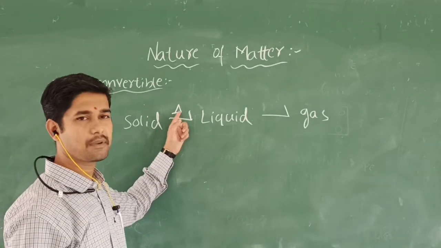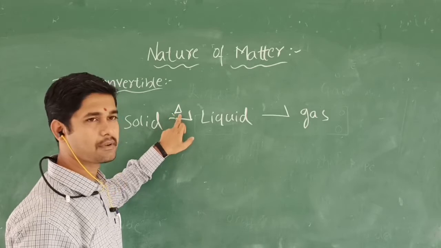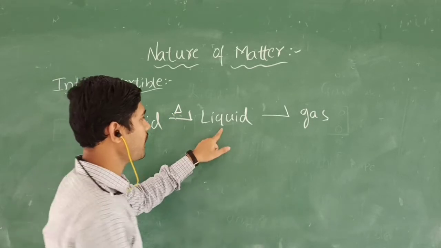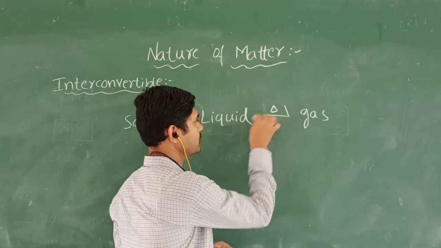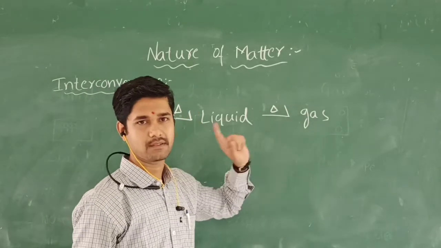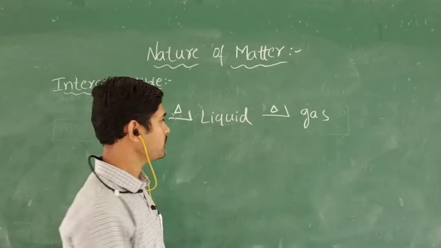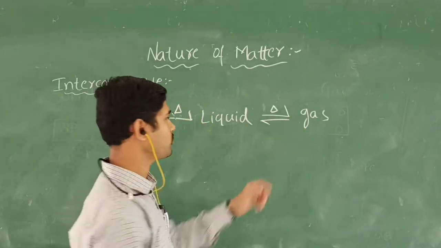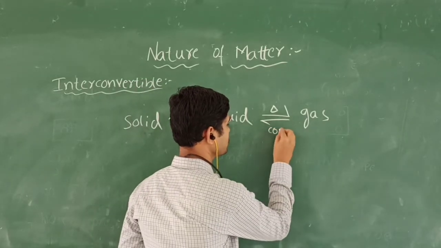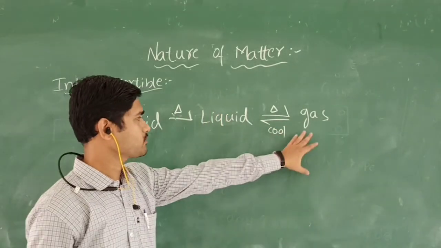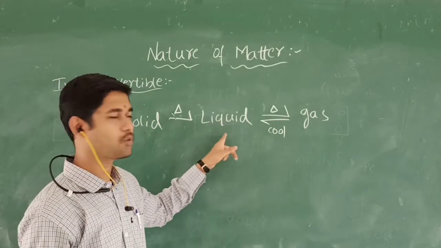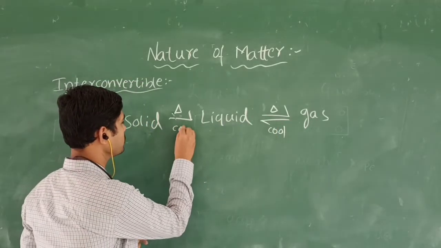This symbol is nothing but the heating symbol. So when the solid gets heat, it forms the liquid, and upon further heating of the liquid, it converts into gas. So these are the conversions. Now in the reverse order, what happens? Gas molecules, I am going to cool them. When you cool the gas molecules, they liquefy to the liquid state, and upon further cooling, the liquid is converted into solid.